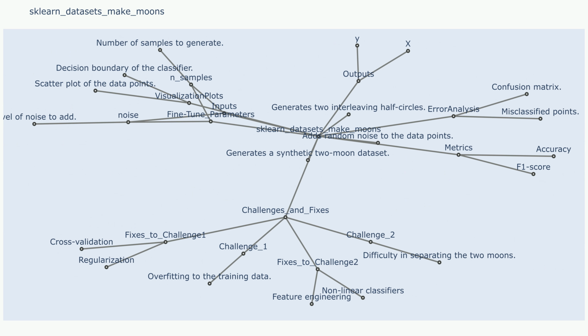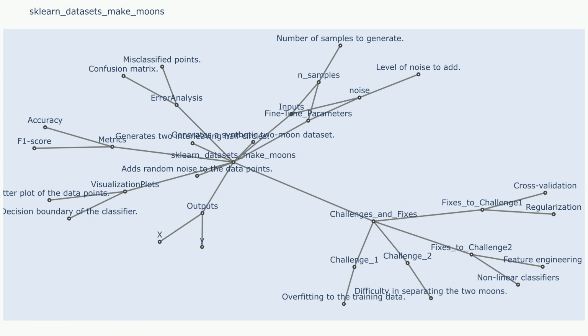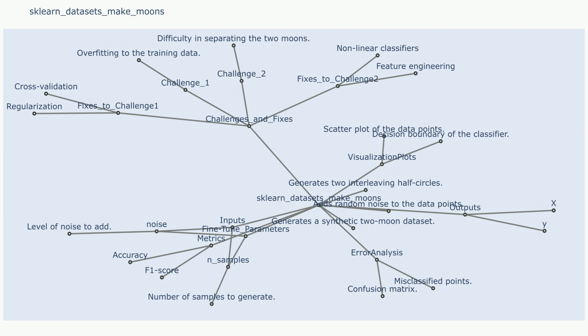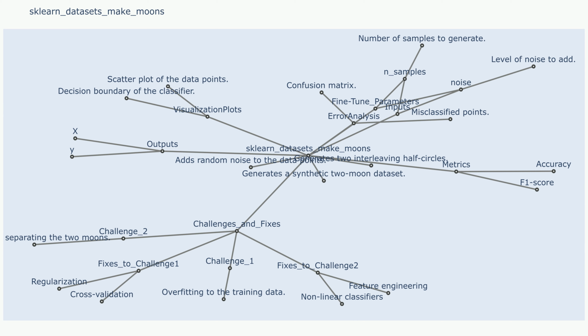Fine-tune parameters. n_samples, adjust the number of data points to create datasets of varying size for testing. Noise. Vary the noise level to control the degree of difficulty in separating the two moons. Uncertainty methods. Bayesian methods can be used to estimate the uncertainty of predictions on the generated data. Challenges and fixes. Challenge 1. Overlapping data points. The noise parameter can cause the two moons to overlap significantly, making it difficult for some models to separate the classes effectively.